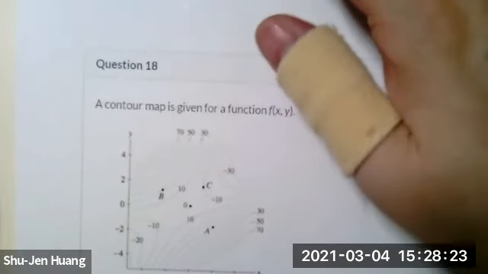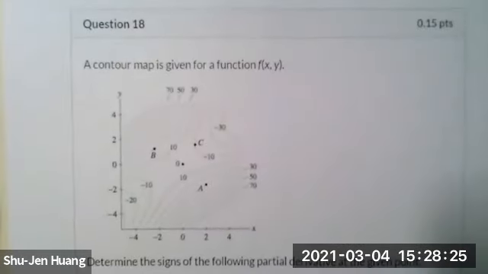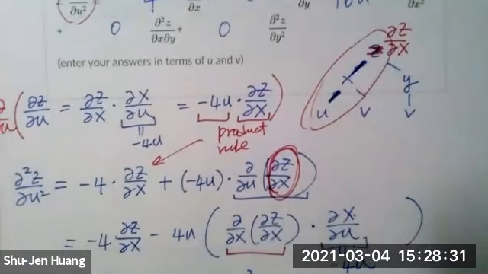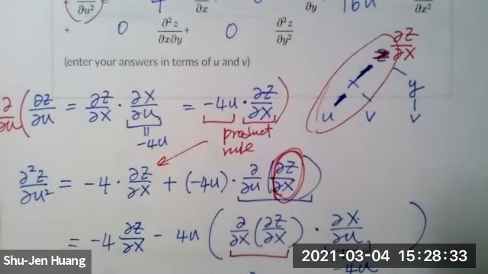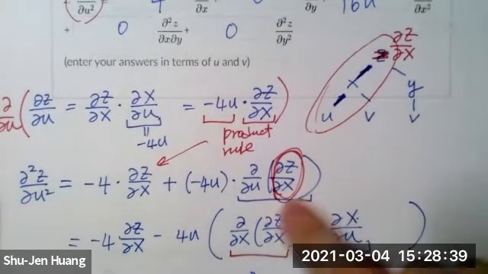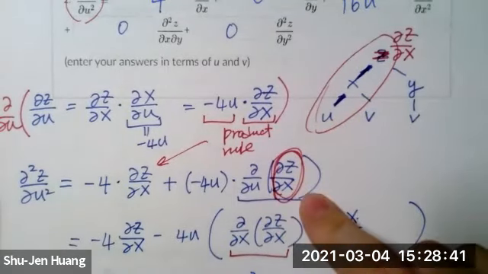Can you go back to 17? Yes, which part? Can you explain the partial z partial x that you circled right there, and the one under that one? Can you explain it? Okay.